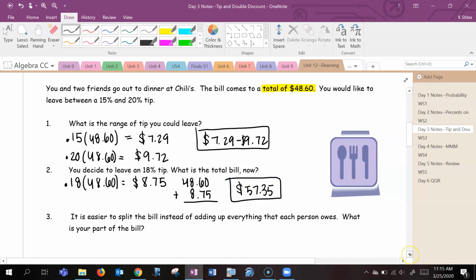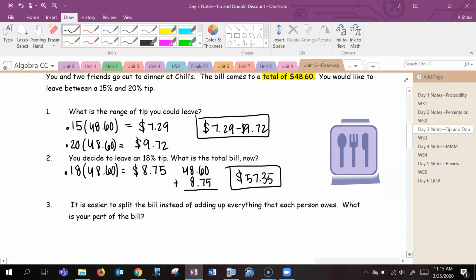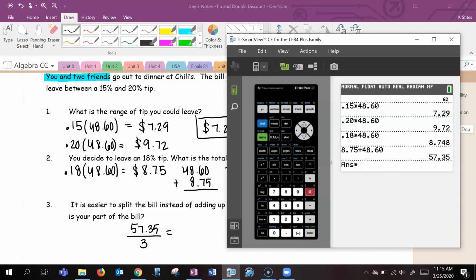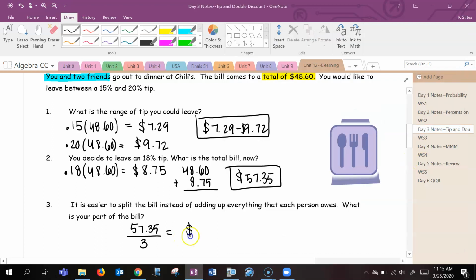A lot of times when people go out to eat, it's easier to just split the bill evenly instead of adding up everything that each person owes. What is your part of the bill? Make sure you know how many people went to dinner. It's you and two friends, so that's 3 people. We'll take our bill and divide it by 3 because 3 people are paying. So everyone's going to pay about $19.12. Or if you're me, I'll just throw in a 20 because I don't want to deal with finding 12 cents.